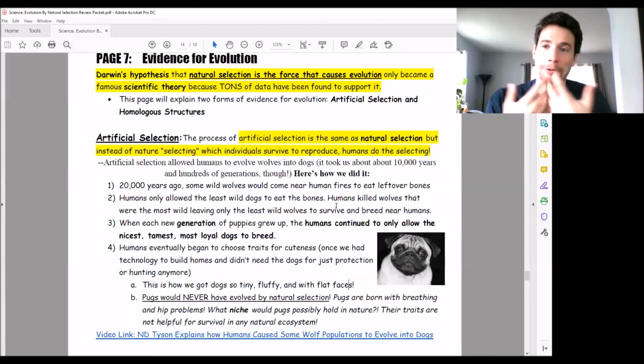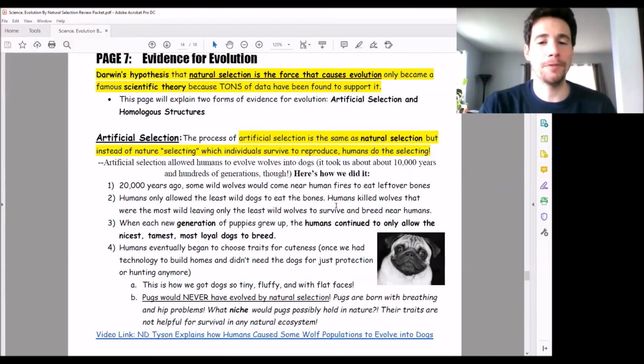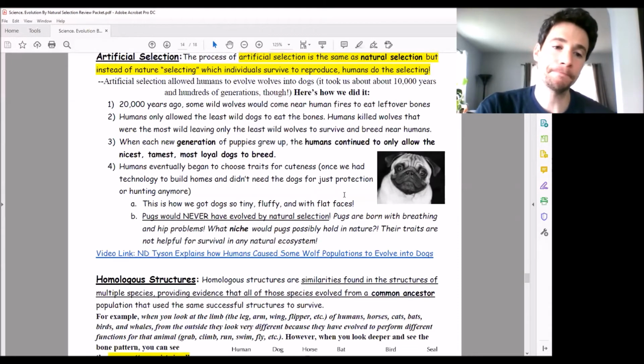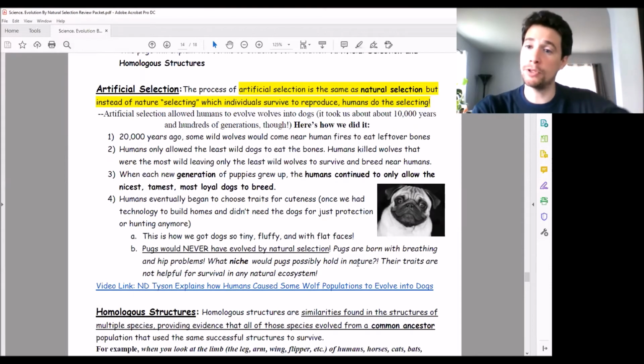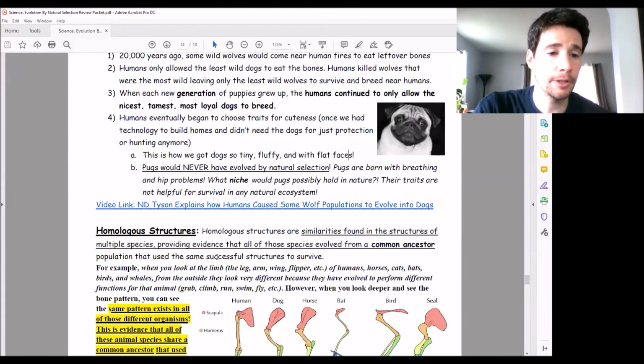And that's great evidence that evolution actually exists, right? Dogs are a really great example that evolution does exist, and it exists through this process of selection. In nature, it's called natural selection, and when humans do it, it's called artificial selection, okay?